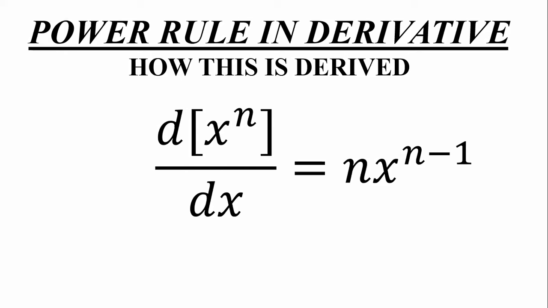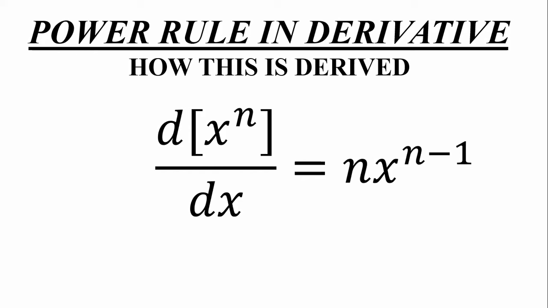This video is all about how the power rule in derivatives is derived in differentiation. How the power rule in differentiation is derived. Now, we're going to show that the derivative of x to the power n with respect to x is equal to n times x to the power n minus 1.